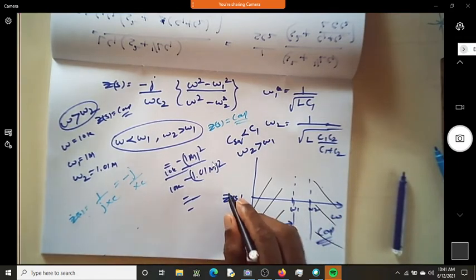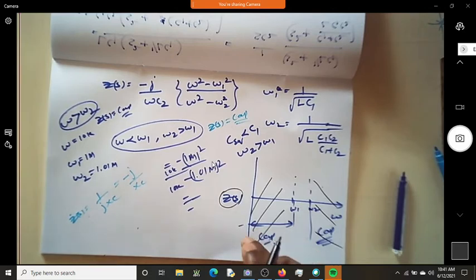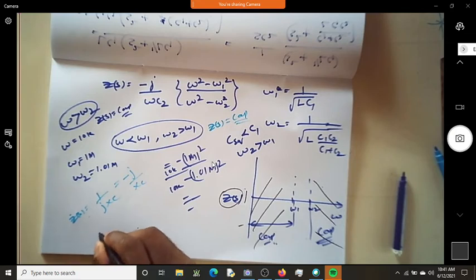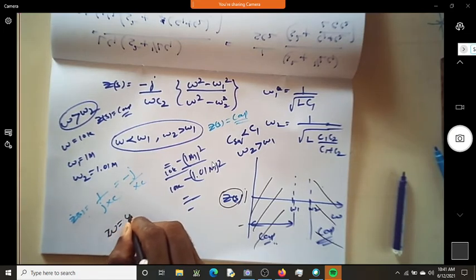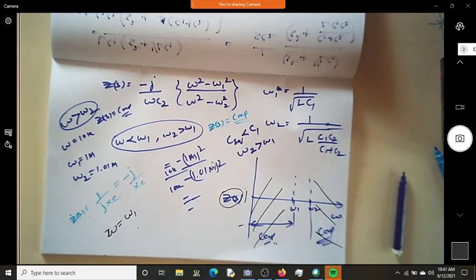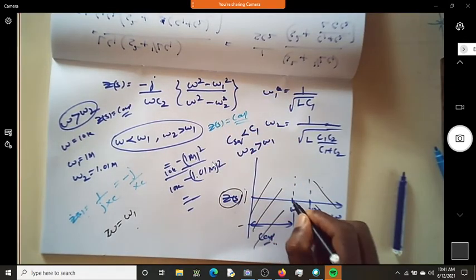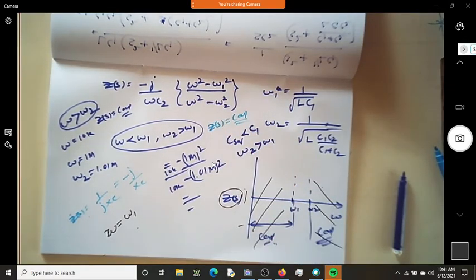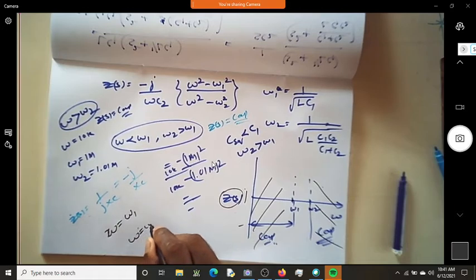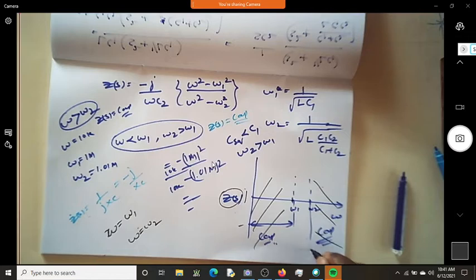What is capacitive? This is negative. Z of S is minus j. Suppose omega is equal to omega 1. What happens? Sir, the numerator will become 0. So will it come here? Yes, sir. Suppose omega becomes omega 2. The denominator will become 0. Does it become infinity? Yes, sir. So does it become infinity there? Yes, sir.